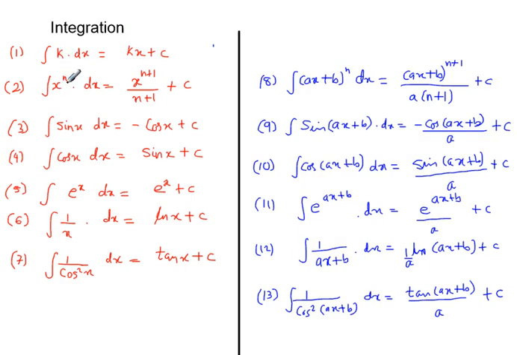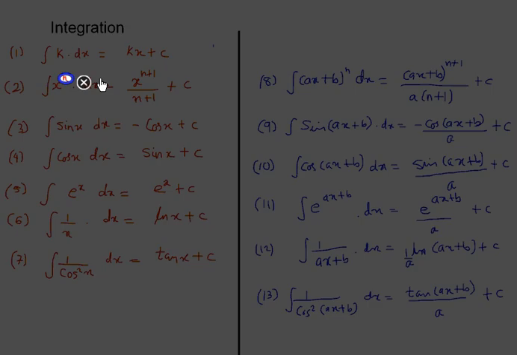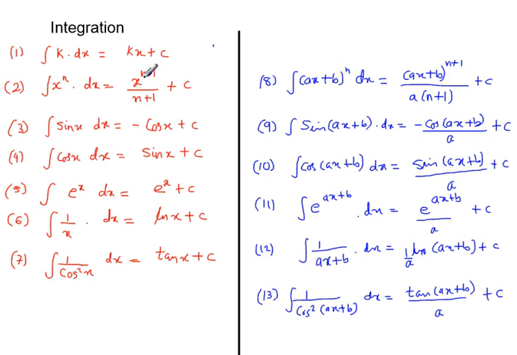The integral of x raised to n, where n is some number like x square, x cube, is x raised to n plus 1 over n plus 1 plus c. So for example, if they ask you the integral of x square with respect to x, it will be simply x cube over 3 plus c. That's how you write the answer. I'll be making more videos on how to use each of these formulas.